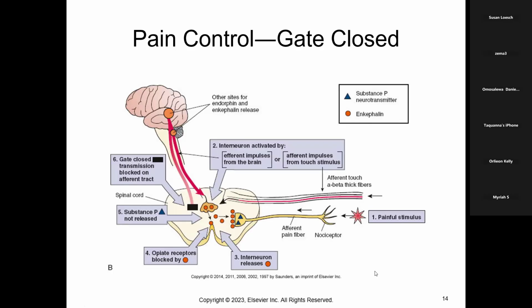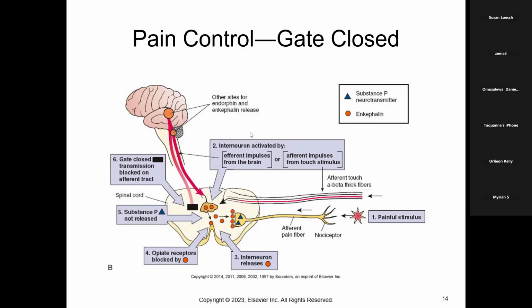So if you look over here on the right, a painful stimulus occurs. Okay. It's on that incoming or that sensory afferent fiber, and it's going up through the body here. Okay. The body is going to release interneurons, like your endorphins or your enkephalins, and those will go to the opiate receptors and they'll block the substance P from being released. The gate closes and it blocks that pain signal from going up to the brain.